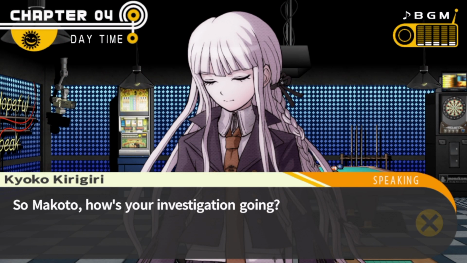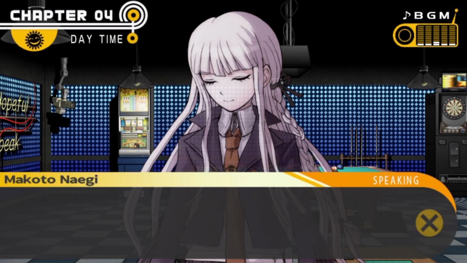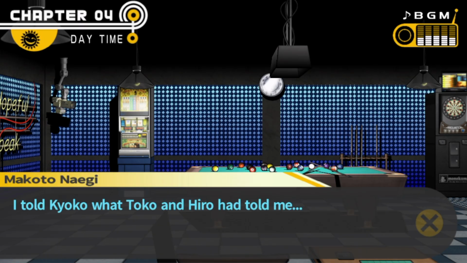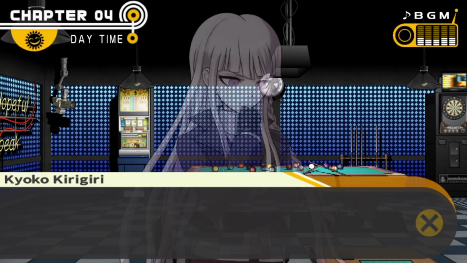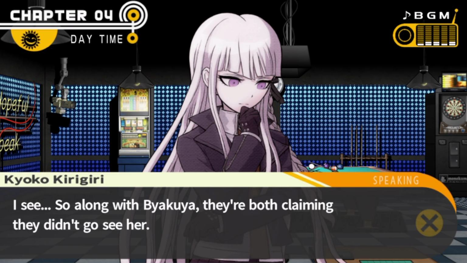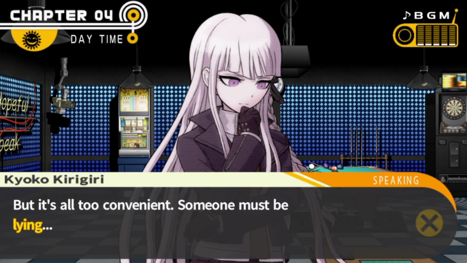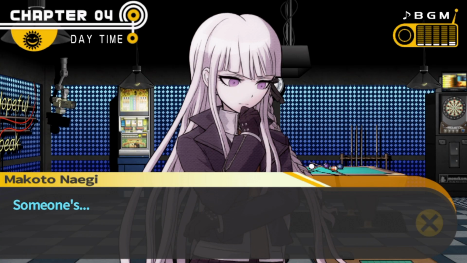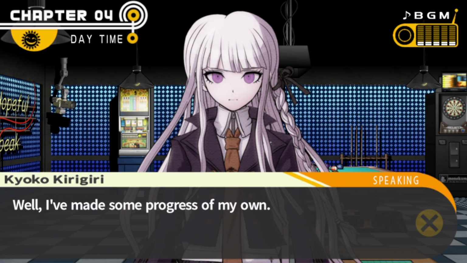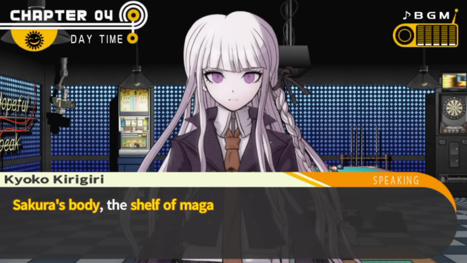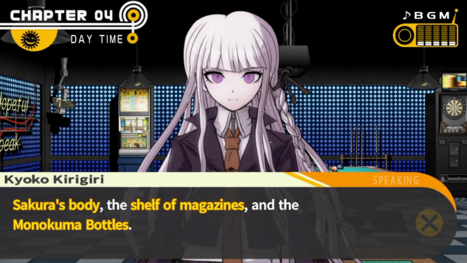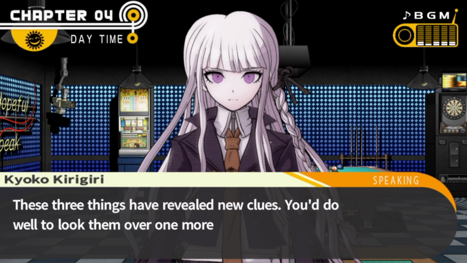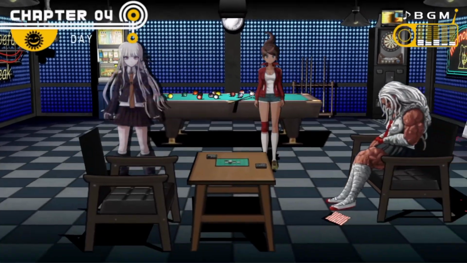Hey, Makoto, how's your investigation going? I told Kyoko what Toko and Hiro had told me. I see. So, along with Byakuya, they're both claiming they didn't go see her. But it's all too convenient. Someone must be lying. Anyway, I made some progress of my own. Sakura's body, the shelf of magazines, and the Monokuma bottles. These three things have revealed new clues. You do well to look them over one more time.